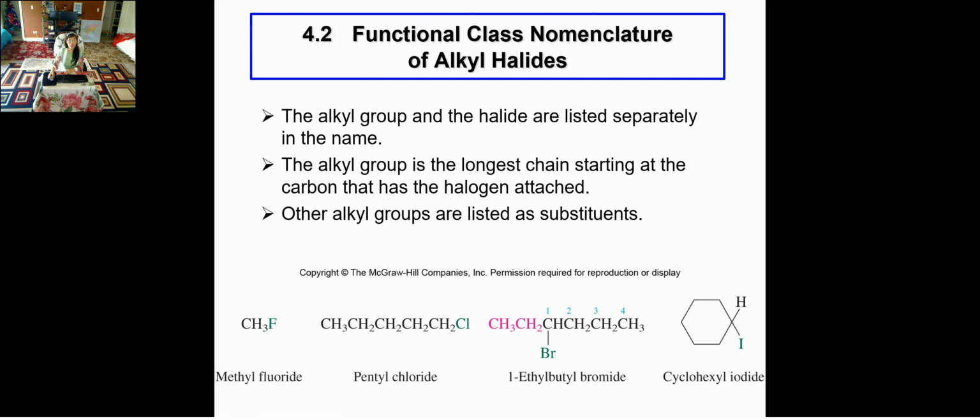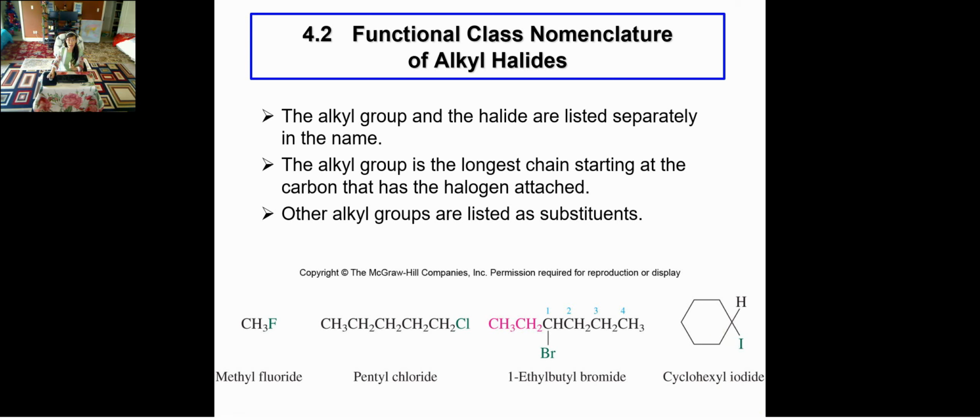Therefore, you call this butane. Change it to a group called butyl. And then this is CH3, CH2. This group, you call it ethyl. This ethyl is located in the first carbon. Therefore, you call it 1-ethyl butyl bromide. The very last example is the cyclo compounds.